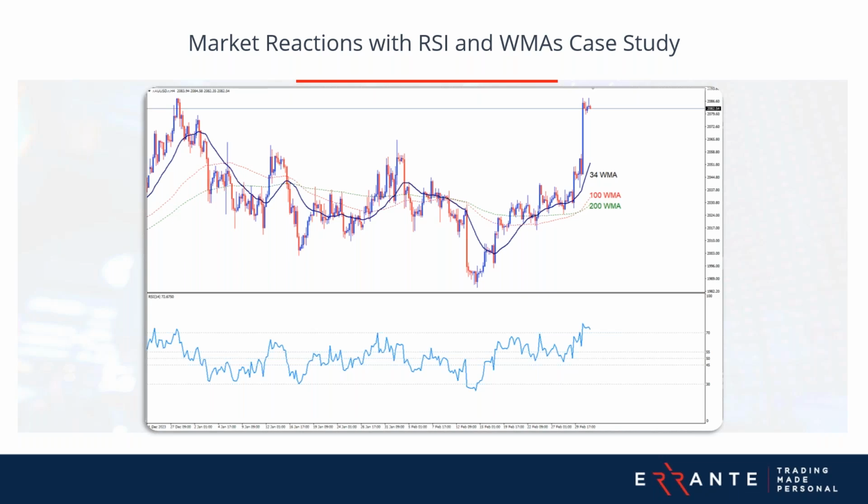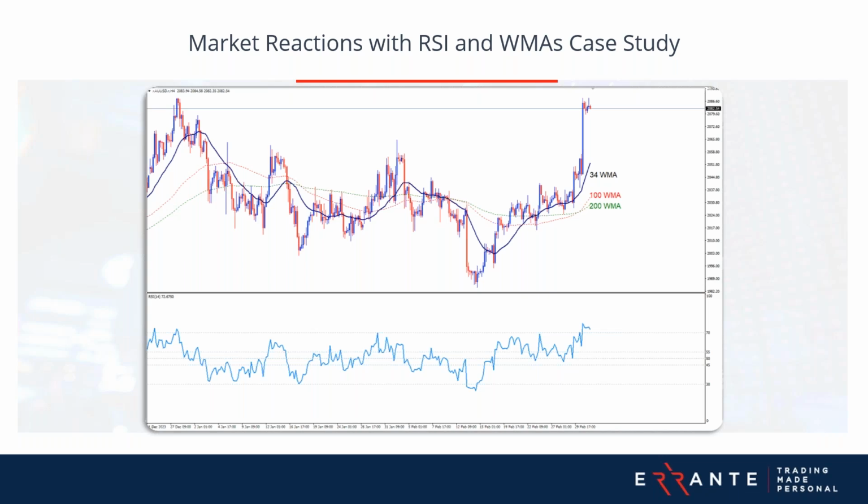In practical terms, a trader would look at this chart and see a confluence of bullish signals. The RSI is high, which aligns with the strong upward move in price, and the WMAs are in perfect order for a continuation of the uptrend. The market sentiment is clearly favoring the bulls, and unless we see a significant RSI divergence or shift in WMA alignment, this sentiment is likely to carry forward.